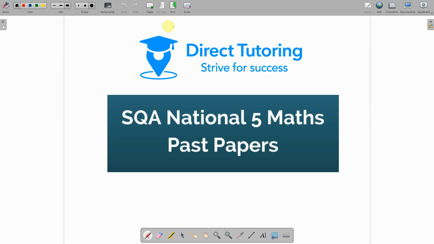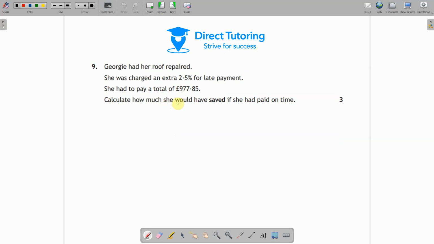So if we take a look at question number 9, question number 9 says that Georgie had her roof repaired. She was charged an extra 2.5% for the late payment. She had to pay a total of £977.85. Calculate how much she would have saved if she had paid on time.